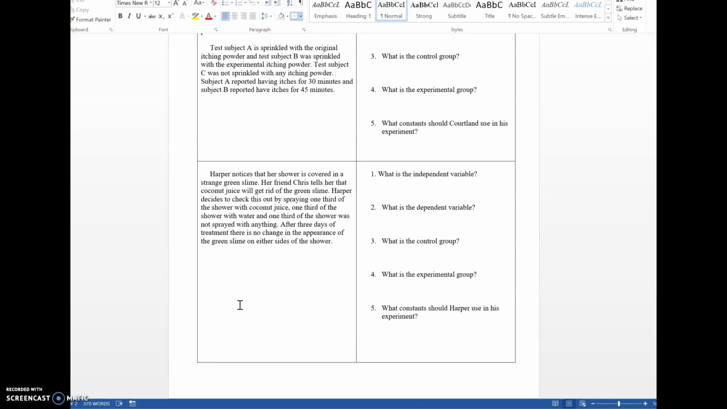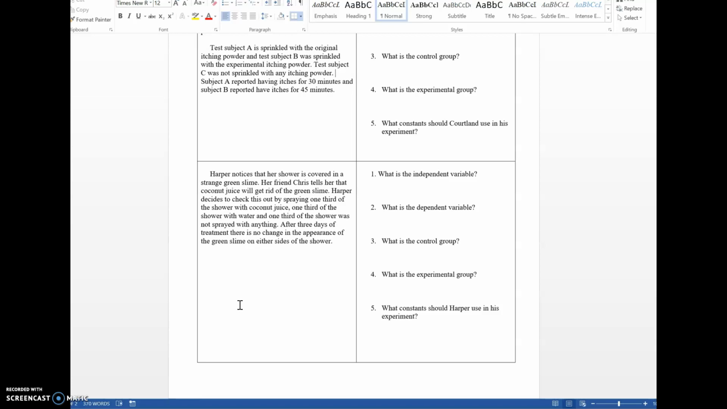I'll read you through Harper's one. Harper notices that her shower is covered in a strange green slime. Her friend Chris tells her that coconut juice will get rid of the green slime. Harper decides to check this out by spraying 1/3 of the shower with coconut juice, 1/3 of the shower with water, and 1/3 of the shower was not sprayed with anything. After 3 days of treatment, there's no change in the appearance of the green slime on any side of the shower. So this is something you want to look at.